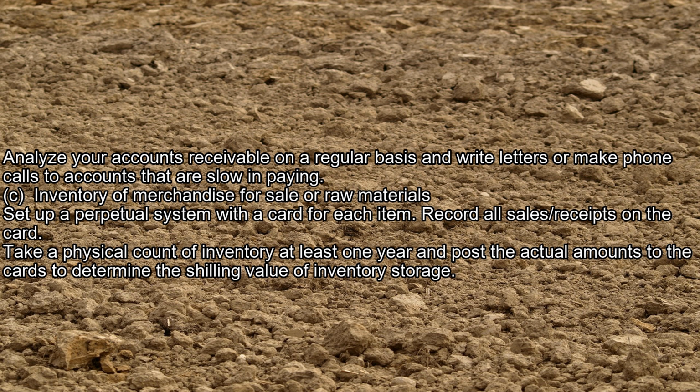Inventory of merchandise for sale or raw materials. Set up a perpetual system with a card for each item. Record all sales and receipts on the card. Take a physical count of inventory at least once a year and post the actual amounts to the cards to determine the shilling value of inventory storage.